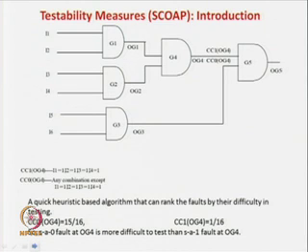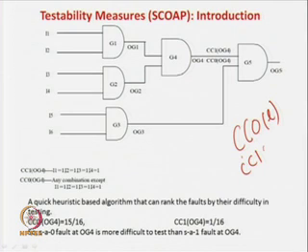So, let us start with an example. This is a simple circuit. Let me tell you some formal notations we will be using. When we say CC0, that is called combinational controllability of 0. And if you say CC1, that is combinational controllability of 1, and we also put a line L, that is a net L.